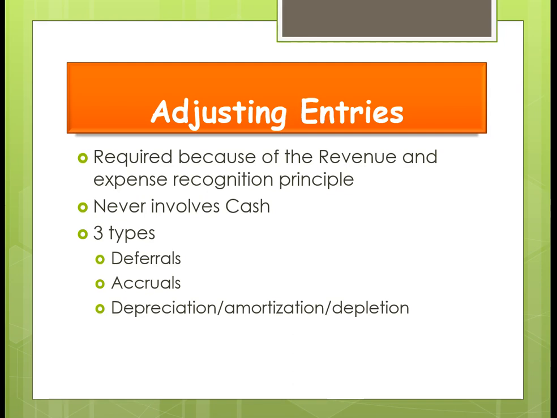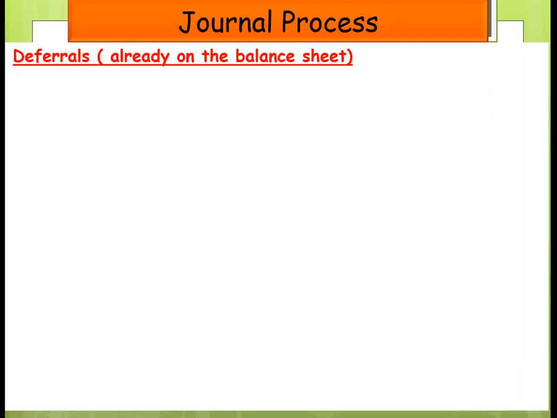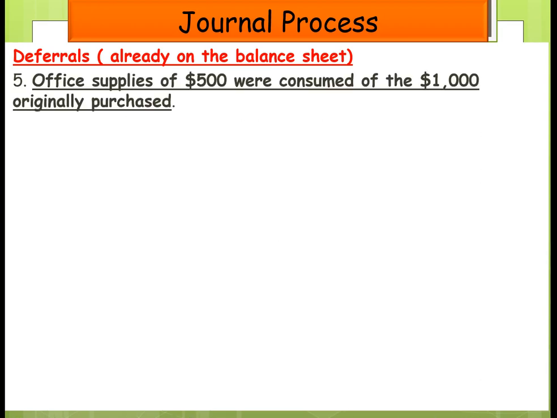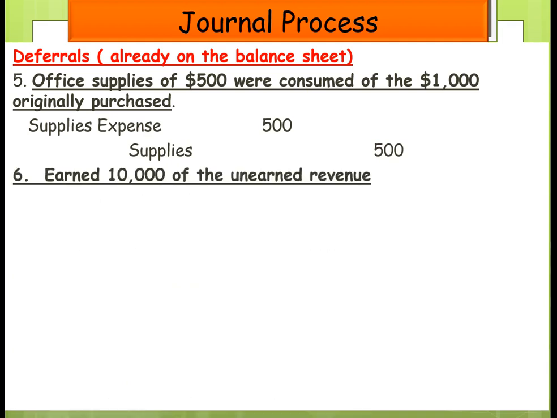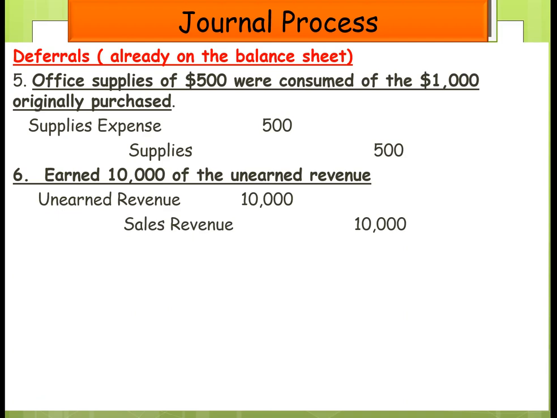So first we'll take a look at deferrals. These are already on the balance sheet, and we're going to transfer amounts to the income statement. So office supplies of $500 were consumed of the $1,000 originally purchased. So we're going to book it as an expense and take it out of supplies. Notice no cash. Next, we earned $10,000 of the unearned revenue. We're going to take it out of unearned revenue, which is on the balance sheet, and put it on the income statement as sales revenue.